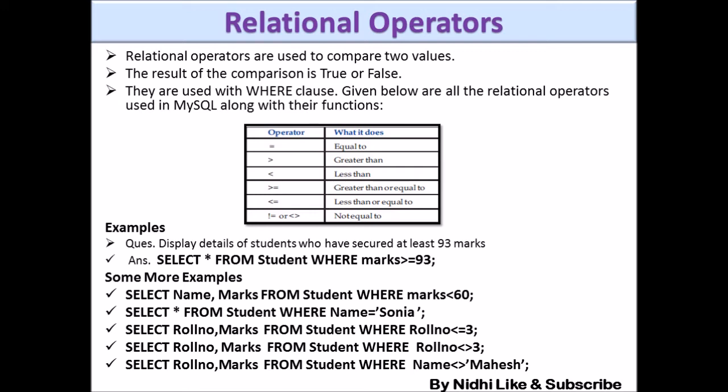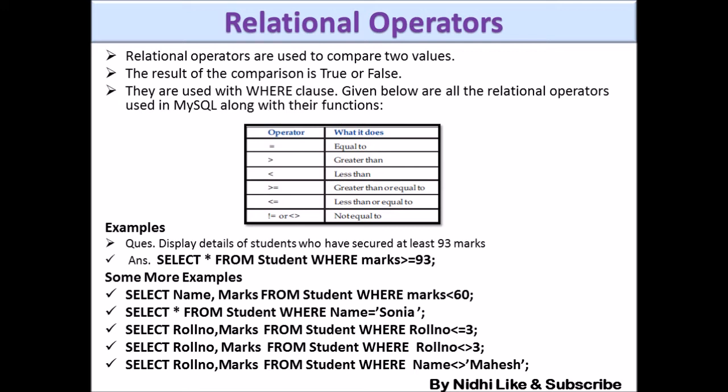Relational operators are operators, like we have seen arithmetic operators. They are used for comparing two values, and the result it gives is either true or false. For example, if we are comparing two values, 78 is greater than 76, we can say it is true. So this is the comparison we are doing.